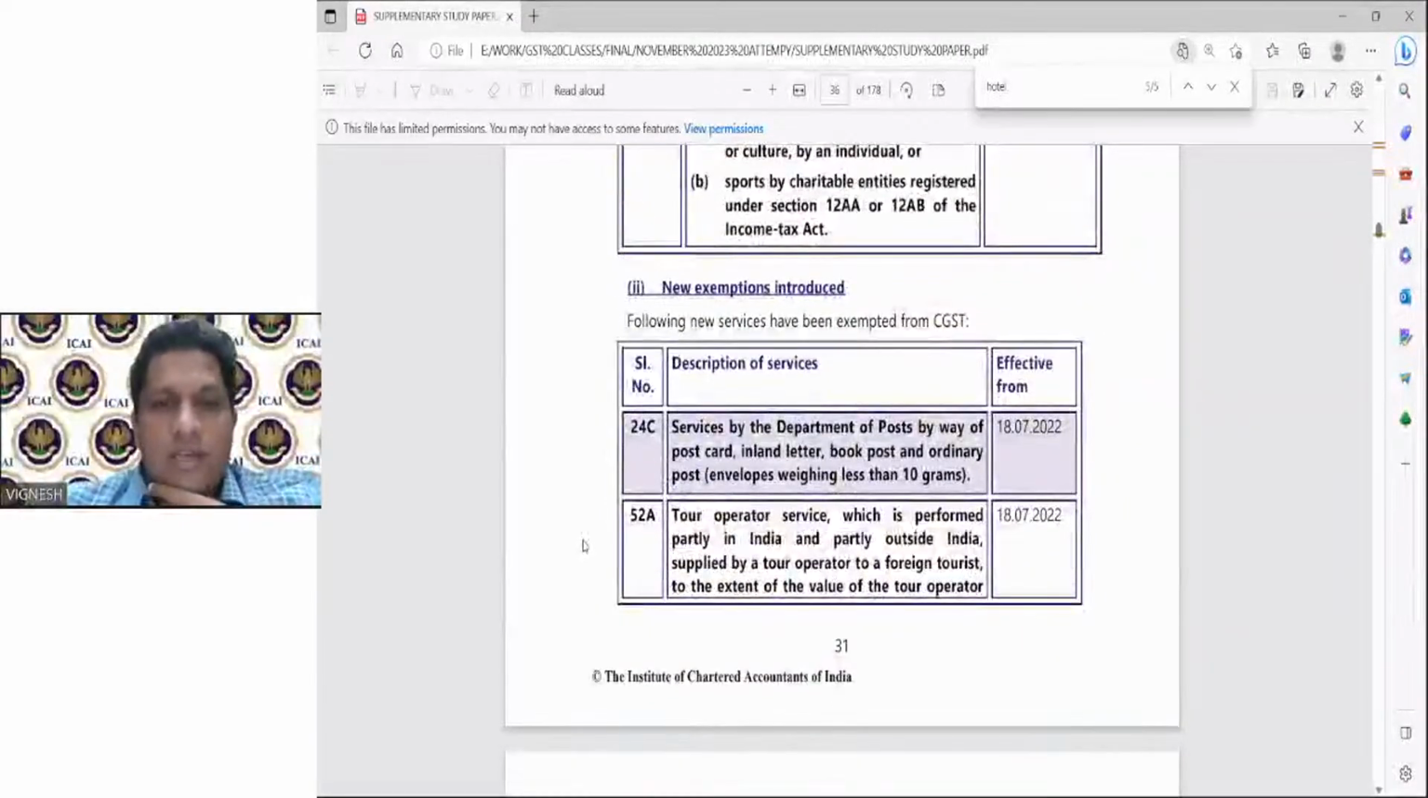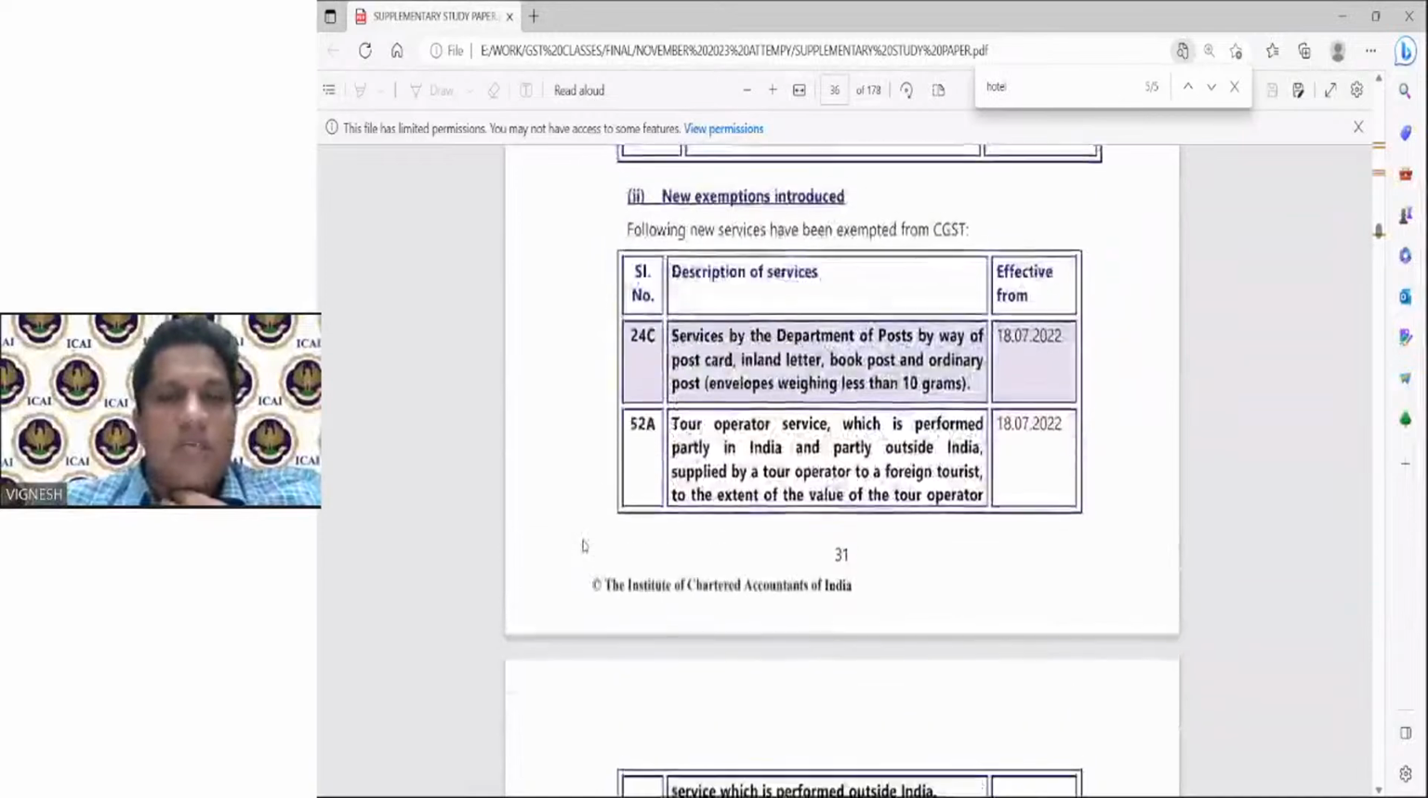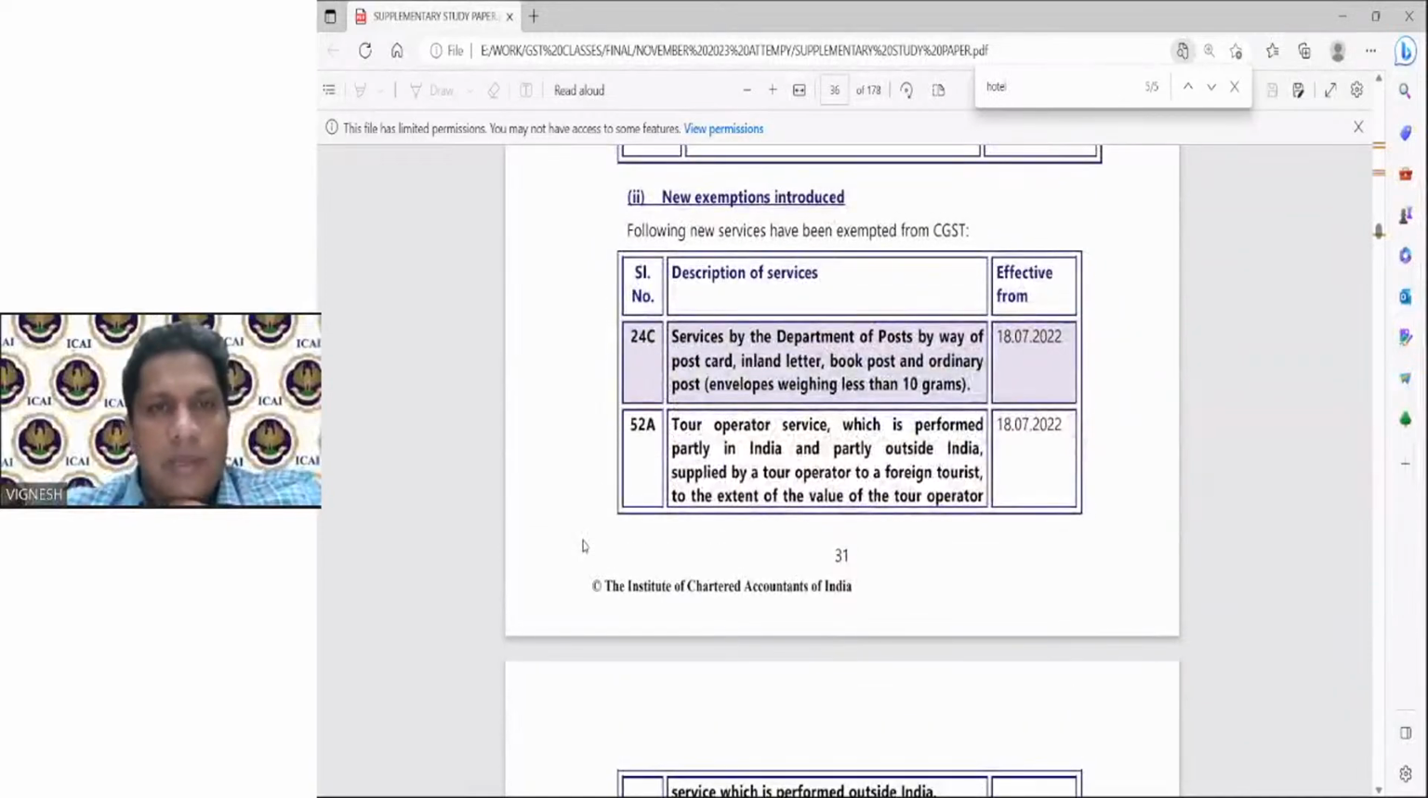Now, what are the new exemptions which are there? These are also very important, which are not there in the PPT because they are in the supplementary paper. I have not included them there. So here, services by Department of Post by way of postcard, inland letter, book post, and ordinary post envelopes weighing less than 10 grams. This is a new exemption.